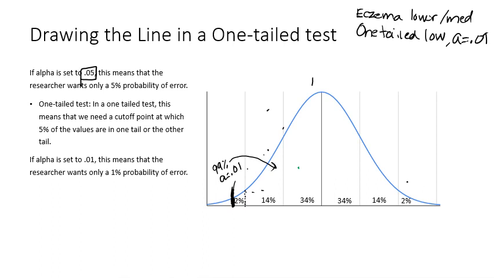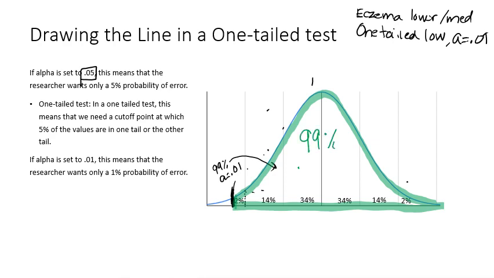So in this case, if the researcher obtained a score that was anywhere above this one, anywhere in this whole distribution, which is where 99% of the scores are, the researcher would fail to reject H0 and would be sad because it's not significant.